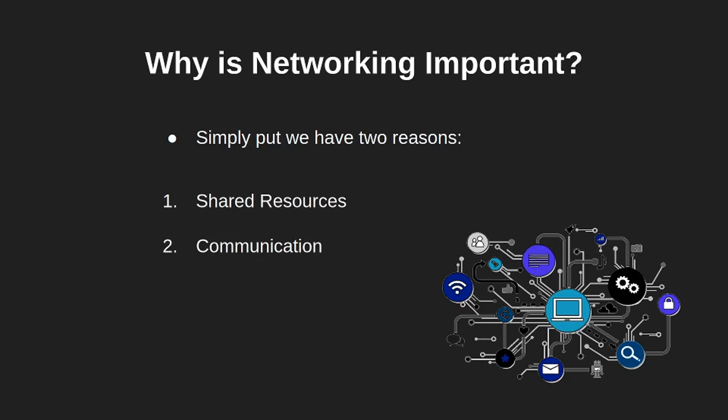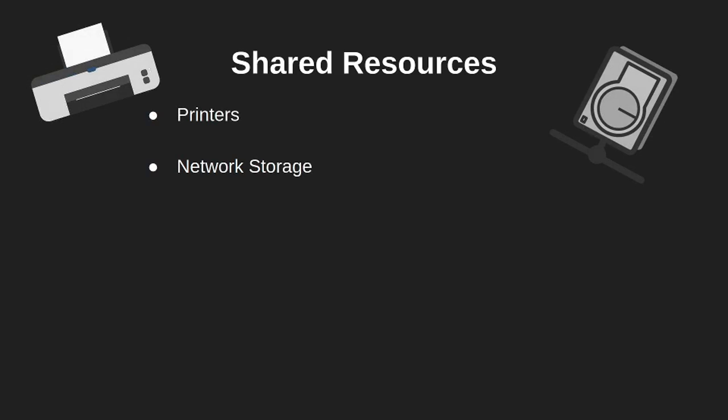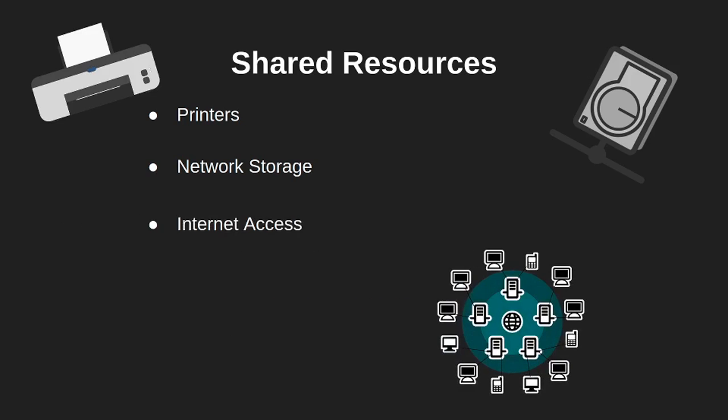So, shared resources. What are we talking about here? Well, to go over a couple examples of what would fall into this category, we could look at network printers or shared drives as network storage. Even internet access would be considered a shared resource for a network. And there's many more beyond that, but just for a quick list to get you really on the same page.